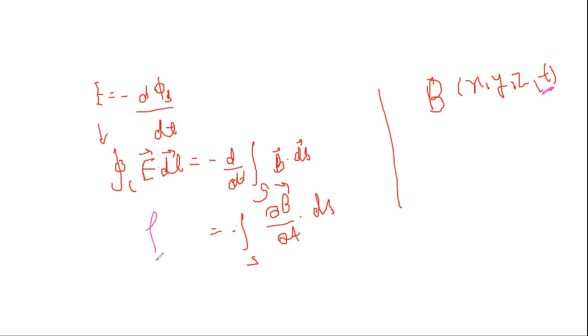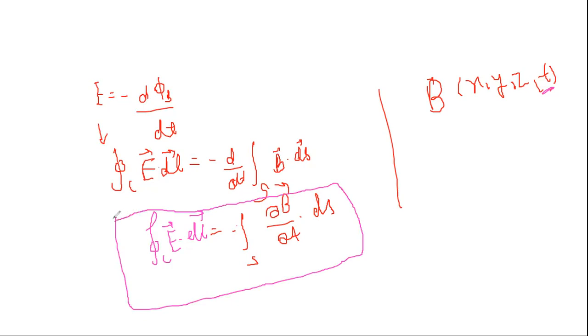This equation is very, very important. This equation is the integral form of Faraday's law of electromagnetic induction: the line integral of E dot dl equals minus the surface integral of del B upon del t dot ds. This is the integral form of Faraday's law of EMI. And here, if you apply the Stokes theorem, what would be the differential form? Can you derive it? Yes, of course you can. Tell me.